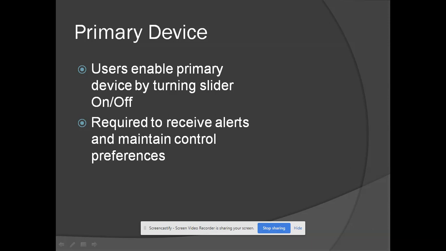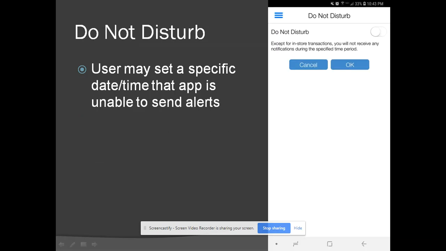In primary device, users will enable the primary device by turning the slider on or off, and this is required to receive alerts and maintain control preferences. Do not disturb. The user can set a specific date and time that the app is not able to send an alert.